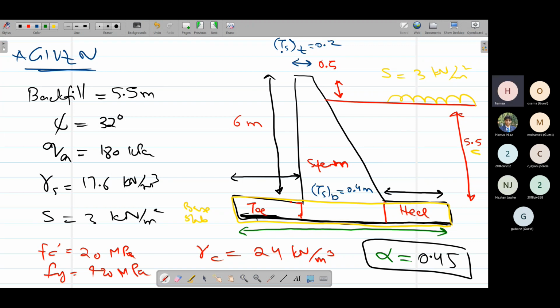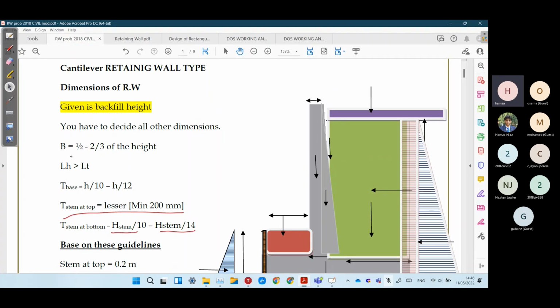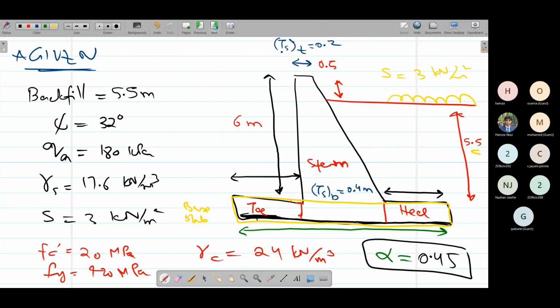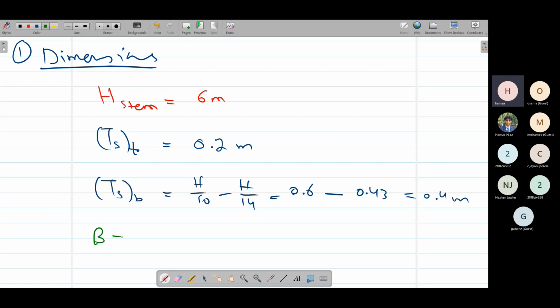So for this base width, we are also given a guideline that it should be between 1 by 2 to 2/3 of height. The base should be between 1 by 2 of height, that is 6, to 2 by 3 of height. So one half of height is 3 meters, and 2/3 is 4 meters. So our base should lie between 3 to 4 meters.